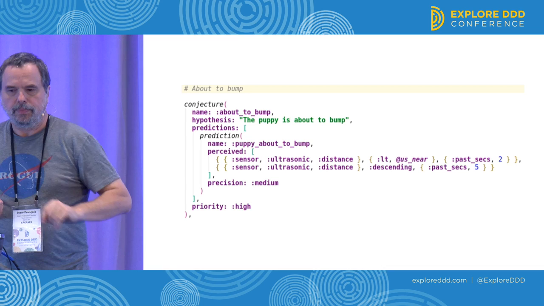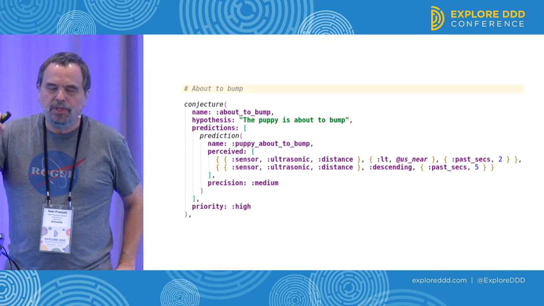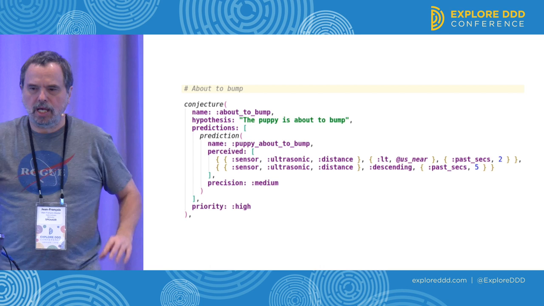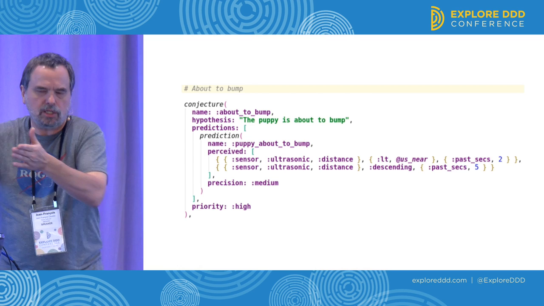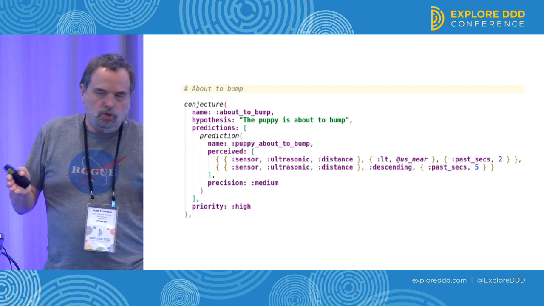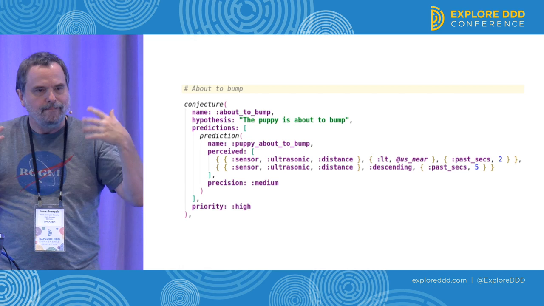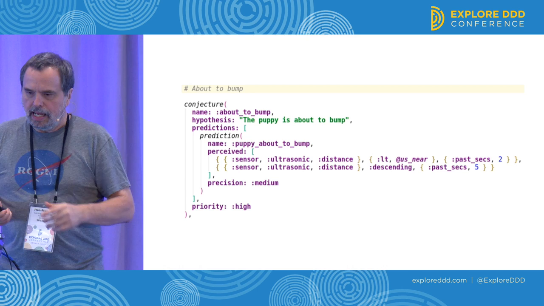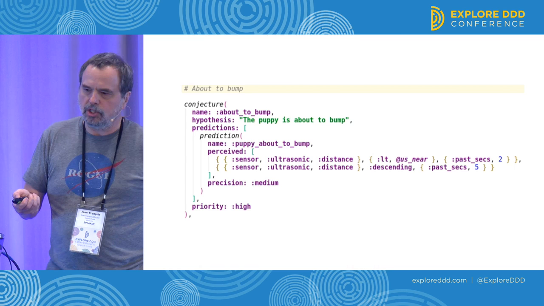Now, precision. Here, medium. And by medium, it says, I want this to be true-ish. I want 60% of all the percepts that match this to be, yes, it's close, and yes, it's getting closer. But not all of them, just 60%. If the precision was high, it would be 80% or more. If it was low, it would be 30% or more. So I can tune how much precision I want in establishing that the prediction is true or not. And then we see priority. The priority is high, but we'll get to priority of a conjecture.